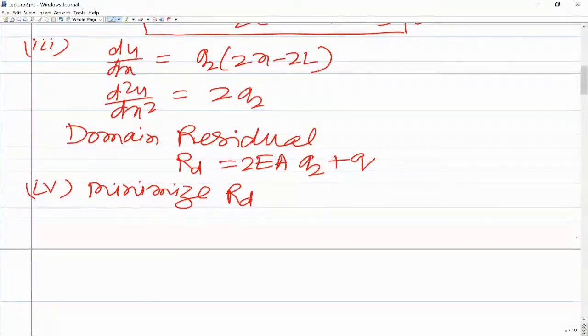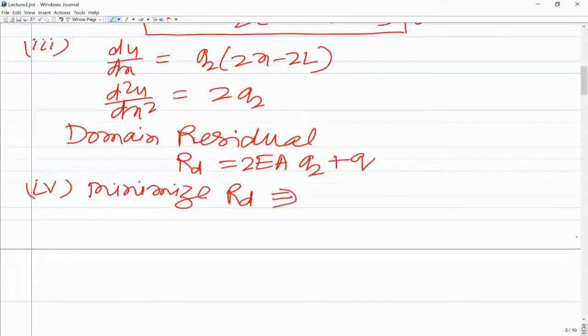There is a class of methods called the weighted residual methods. Those I'm going to discuss. But before I actually go into this, for this particular problem, if you look at, we can easily say that this RD is zero throughout.